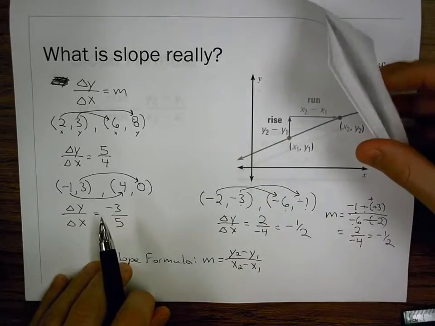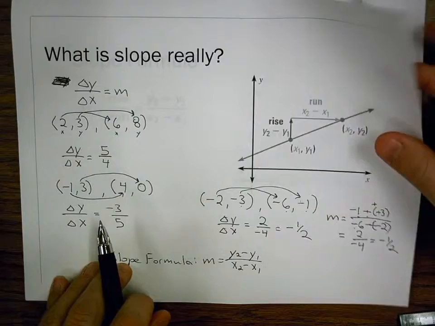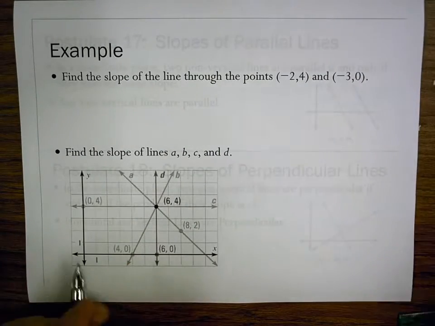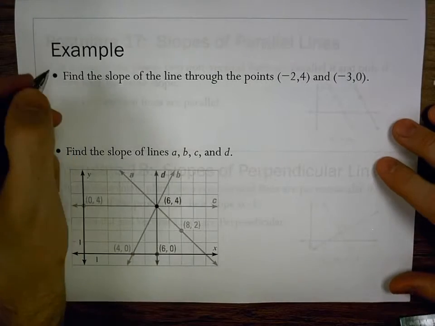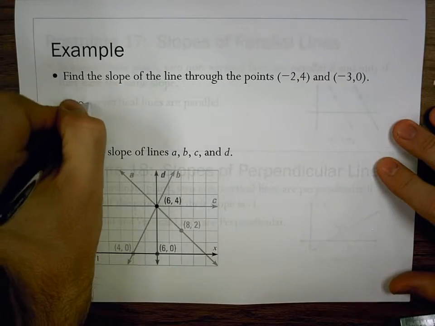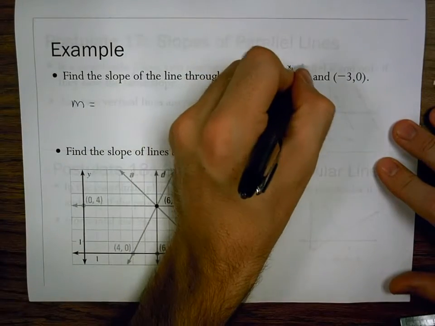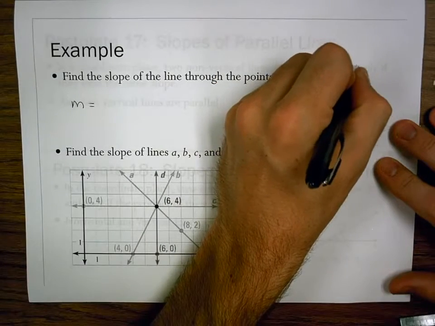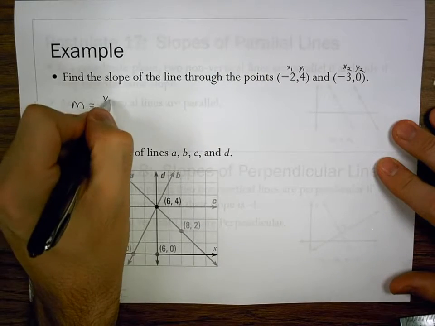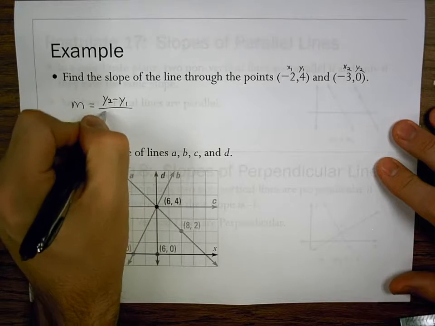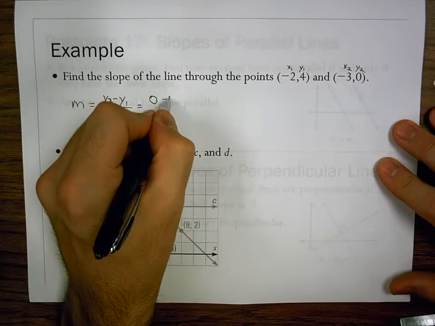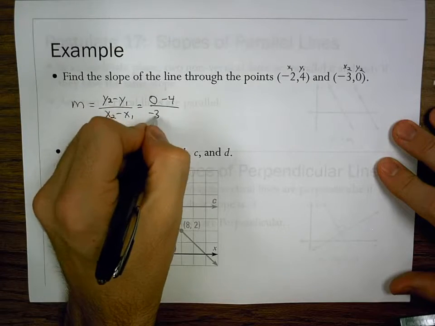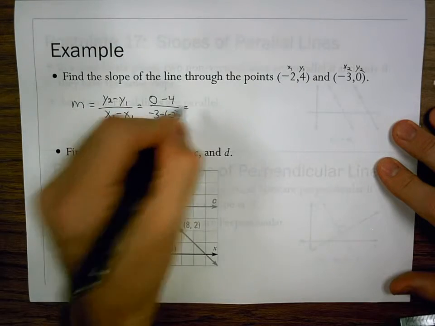So let's skip ahead here. Look at some of these, and we'll do them in two ways. We'll do them with the slope formula, and then we'll check just by looking at the difference. So by the slope formula, let's label x1, y1, x2, y2. I would do y2 minus y1 over x2 minus x1. That's 0 minus 4 over negative 3 minus negative 2.